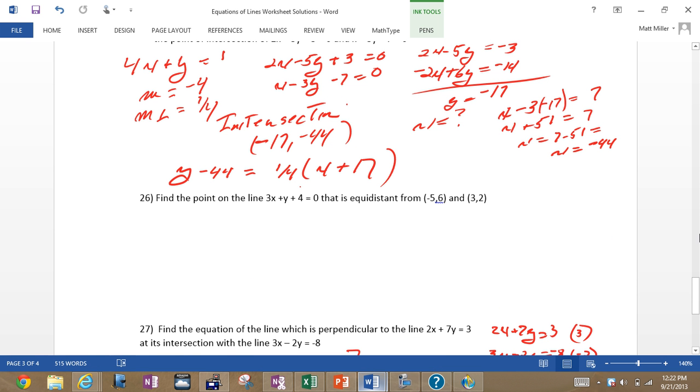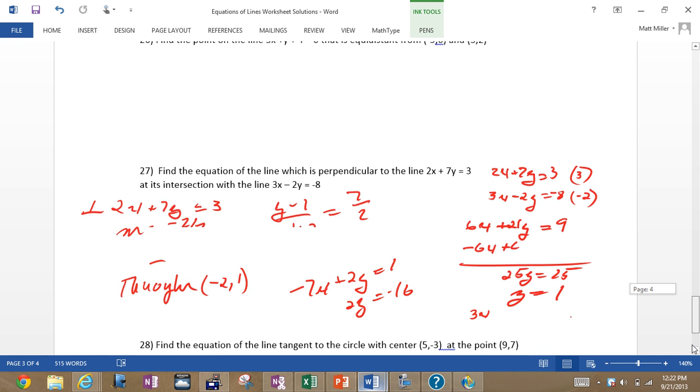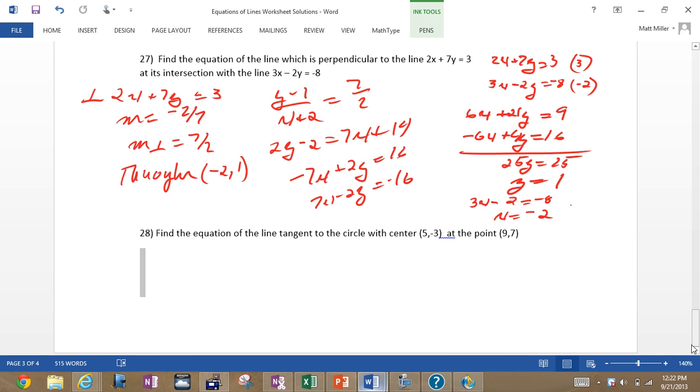26 was that problem. 27, okay, is all right. Find the equation of the line which is perpendicular to this line, which means it has the negative reciprocal slope. So that line has a slope of -2/7. So the perpendicular would have a slope of 7/2. And at the intersection of 3x minus 2y minus 8.